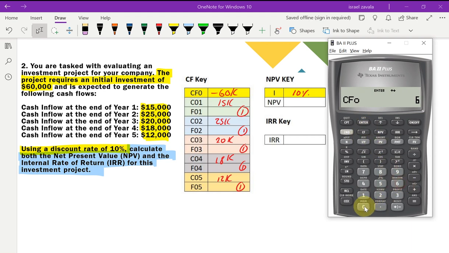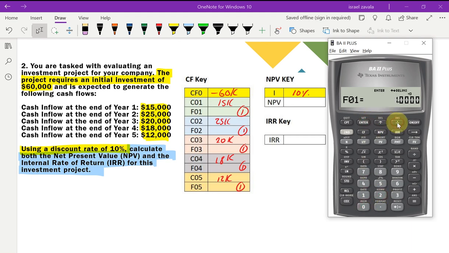Okay, so we're going to start off with our initial investment of 60,000. Enter. And then we have 15,000. Enter. We're going to skip the frequency. 25,000. And then 20,000. Year 4 is 18,000. And year 5 is 12,000. Now again, I'm just going to go through it one more time.